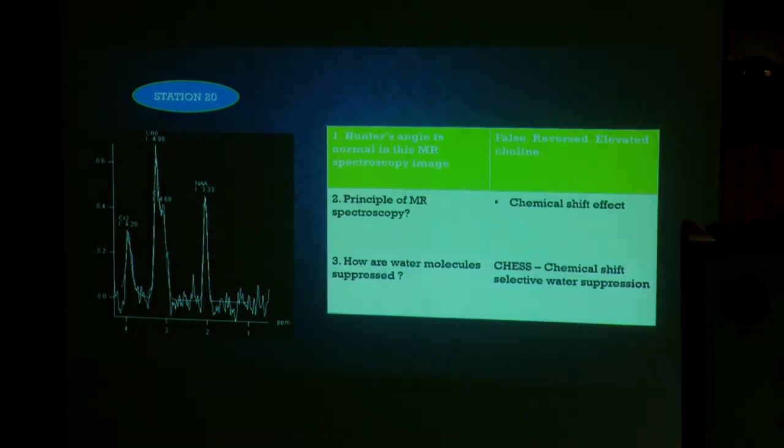Coming to the next and last station, identify the image. What sequence is this? MR spectroscopy. What is Hunter's angle? Here, is Hunter's angle normal or abnormal? Abnormal. Why? Because NAA should be the tallest and choline should be low. Hunter's angle should be like this, but here it is like this. So Hunter's angle is reversed.